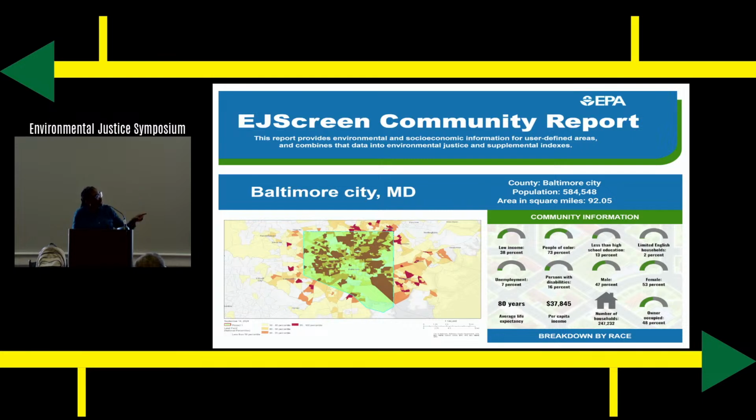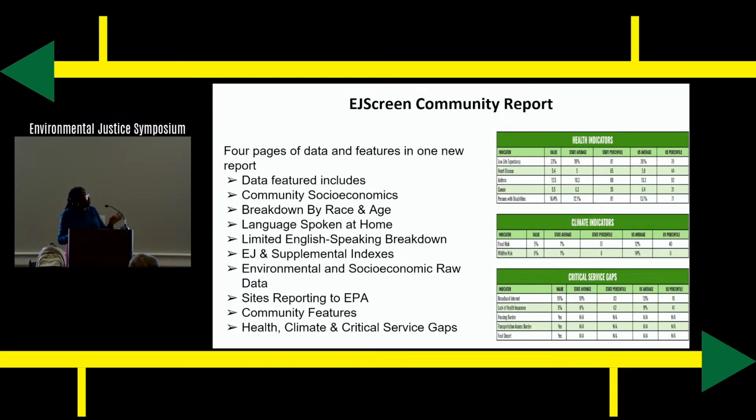It gives you the name of the city, the population, and the square miles. So it really breaks it down, and you have information about that location. Also, these are other features in the report. You have community socioeconomic data, breakdown by race, age, and language. You have both the supplemental index and EJ index, and you have community features. And you have all the health, climate, and critical service data. Everything is in that report. It's like a four-pager, so you keep scrolling down until you see what you're looking for.